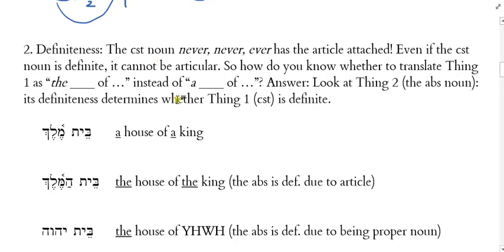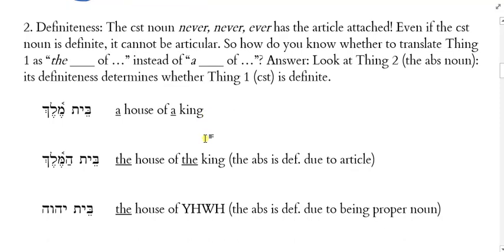Now the matter of definiteness. This is a very important issue with construct chains. The construct noun, thing one, never, ever has the article attached to it. You will never have an article attached to thing one, to the construct noun. Even if the construct noun is definite, it cannot be articular.